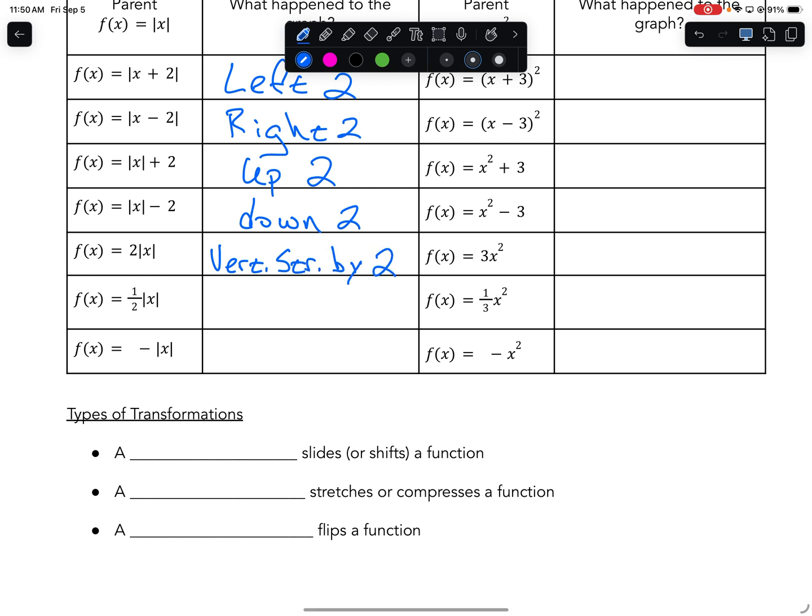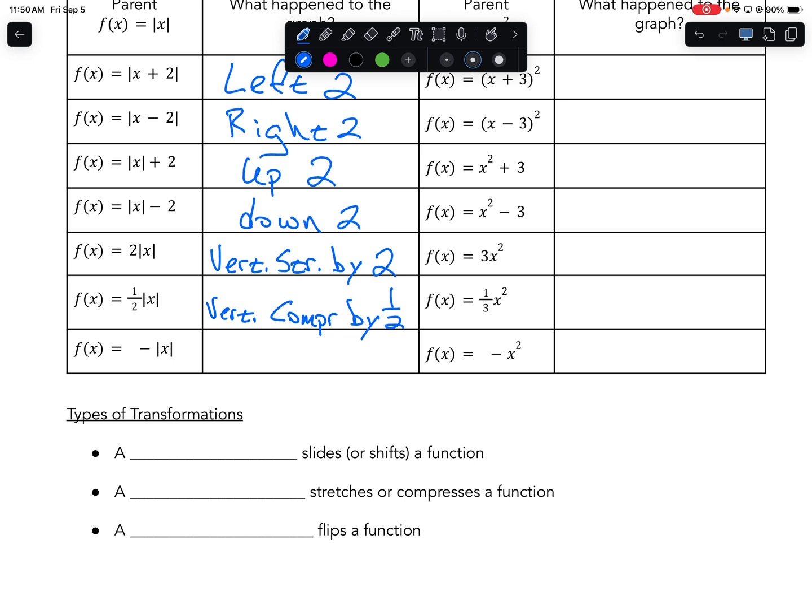You have to say what the stretch is by. That's important. So if the one right here is a vertical stretch, what's this one? A vertical what? Compression. So vertical compression by 1/2.